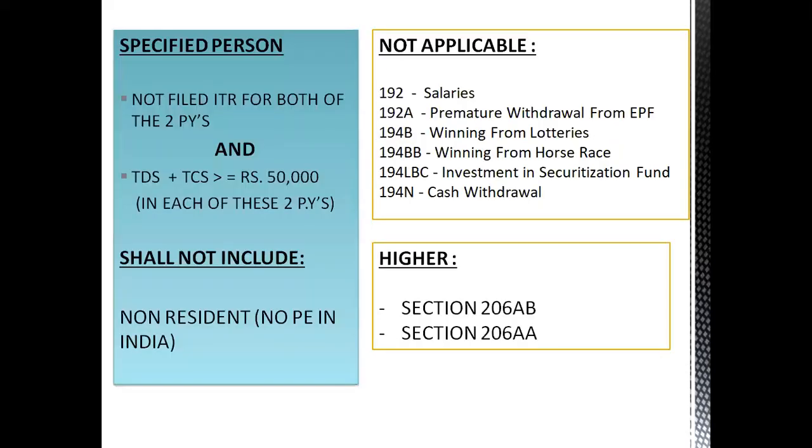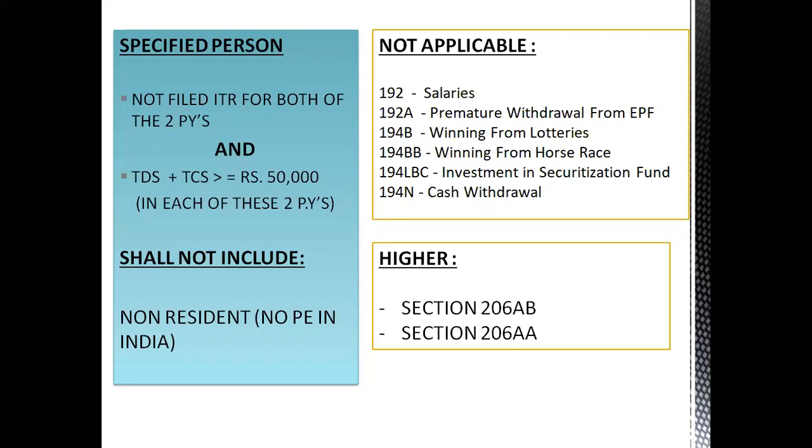Now, for the purpose of this section, it is very important to know what a specified person means. A specified person means a person who has not filed the return of income for both of the two previous years immediately prior to the previous year in which tax is required to be deducted, for which the time limit for filing of return of income under section 139(1) has expired.